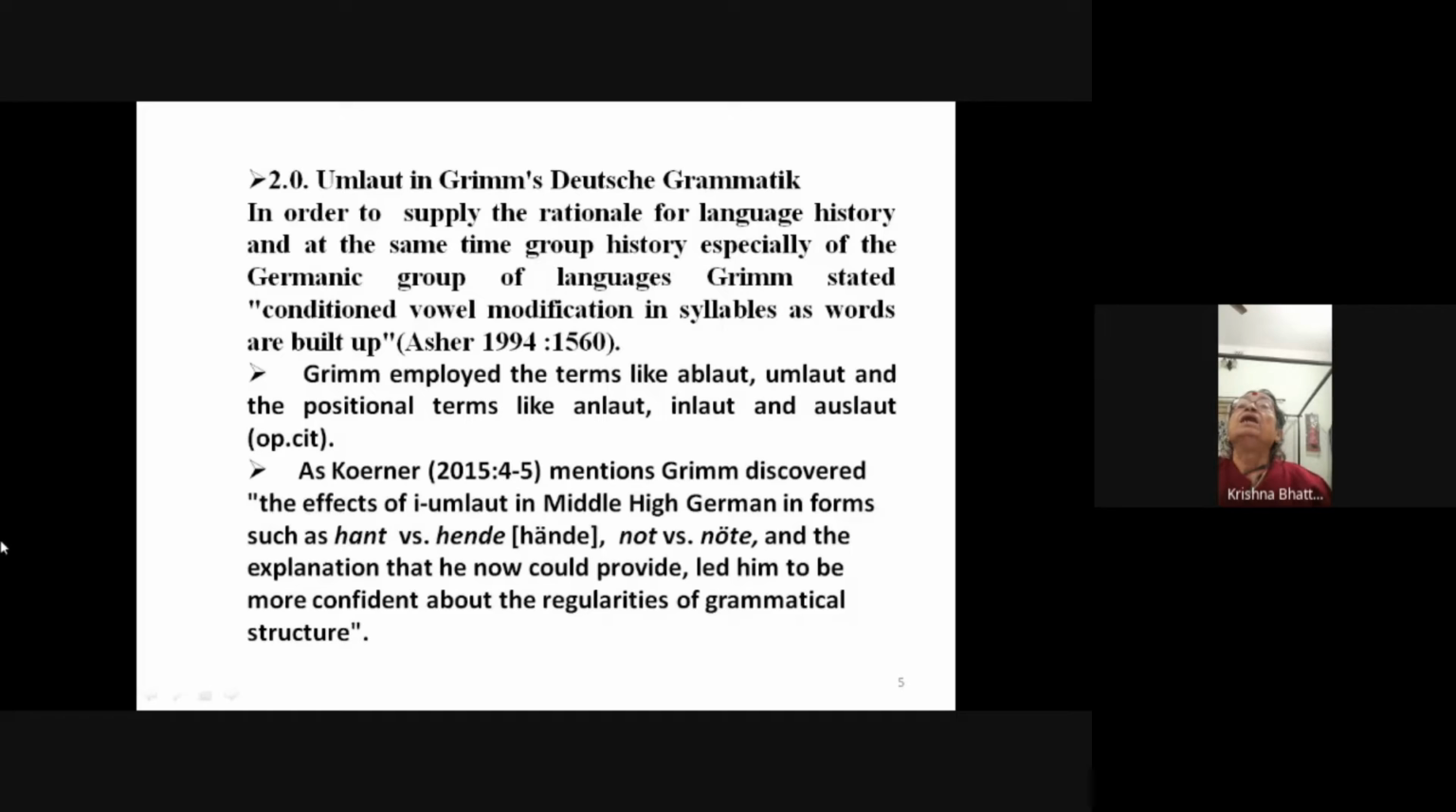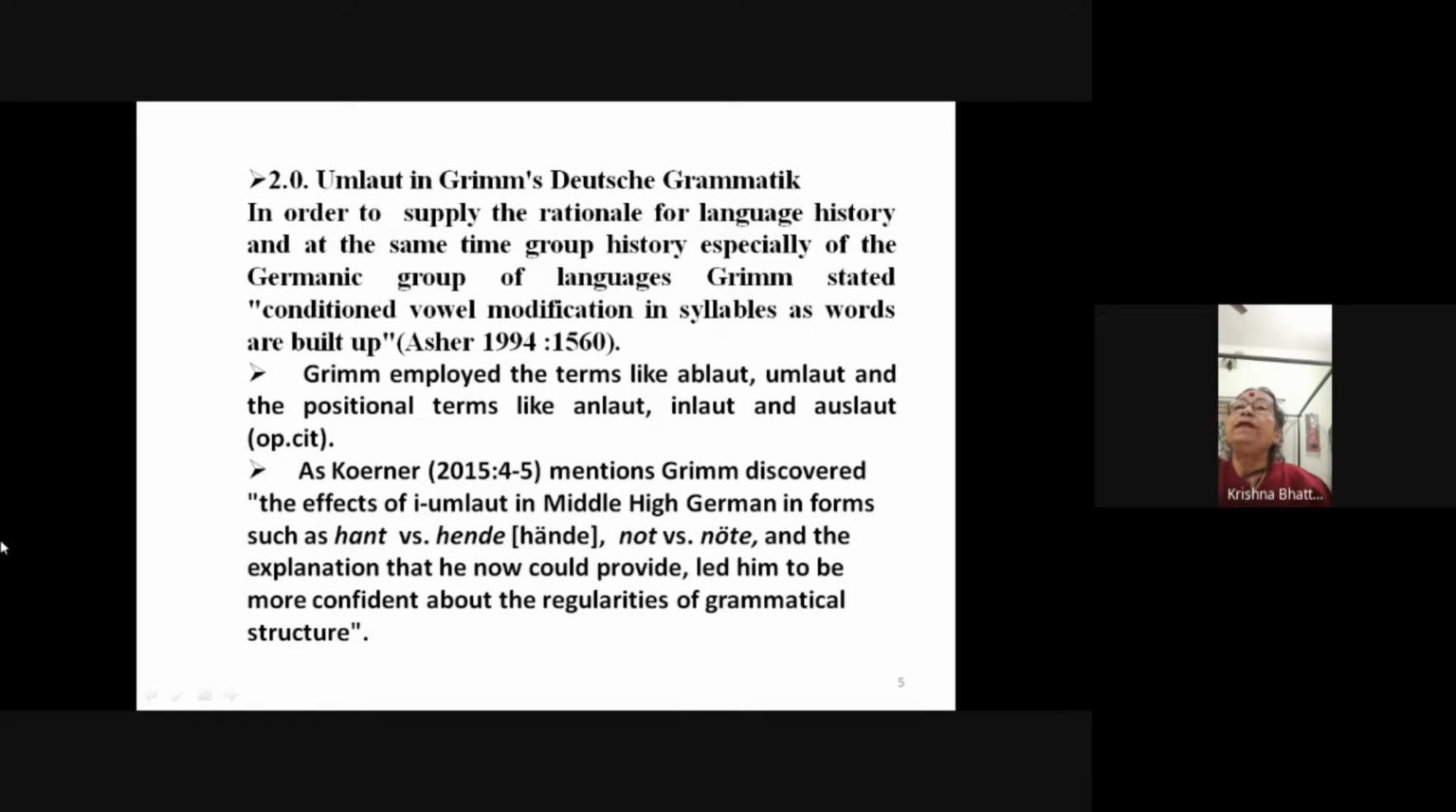Umlaut in Grimm's Deutsche Grammatik, that is German grammar. In order to supply the rationale for language history and at the same time group history, especially of the Germanic group of languages, Grimm stated, I quote, "conditioned vowel modification in syllables as words are built up," unquote.